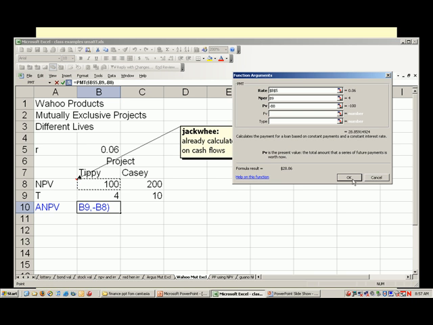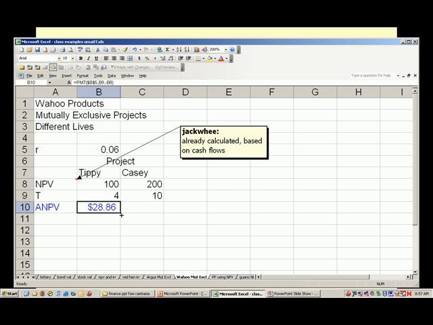Say OK, and you can see I've calculated the annualized net present value for the project Tippy. Now because I locked the discount rate cell reference, I can put the crosshairs at the southeast corner and drag that calculation over, and we get the annualized net present value for Casey.